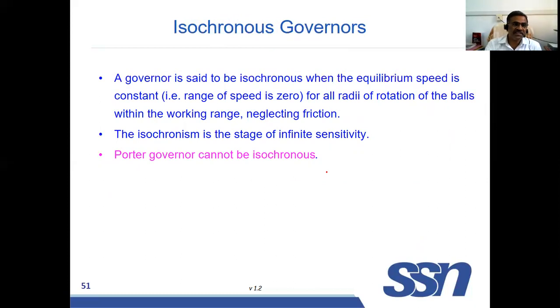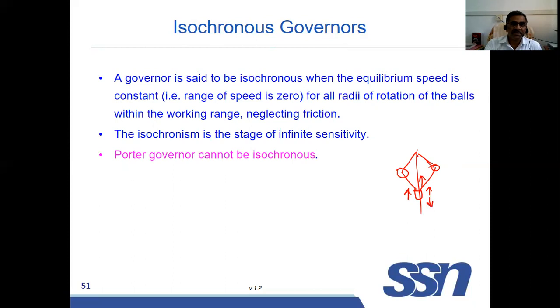If sensitivity is infinite, then the governor is said to be isochronous. Infinity means without changing the speed, the sleeve will lift. The radius of rotation will change. So this is a governor. You are not changing the speed, but the sleeve is moving up and down. Without changing the speed, if you increase the speed, the sleeve has to move upward. If you decrease the speed, the sleeve has to move downward. But without changing the speed, if the sleeve is moving, that is known as isochronous. That is infinite sensitivity.